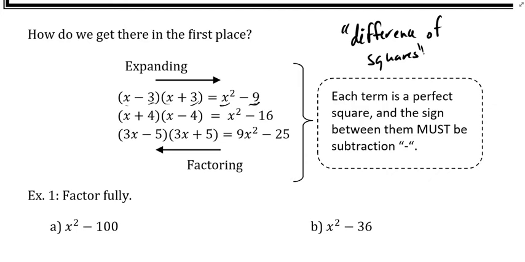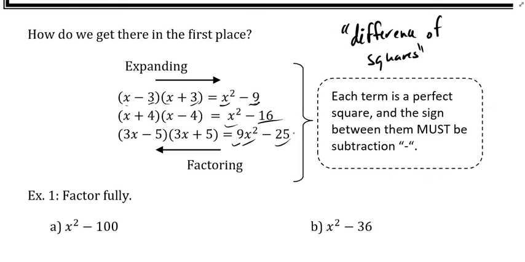And look at all of them. X squared is a perfect square, and 16 is a perfect square. What about this one? It's got a 9, that's a perfect square. It's got an x squared, that's a perfect square. And it's got a 25, that's a perfect square. So all the coefficients, all the variable parts, everything is a perfect square. And every one of them has 2 terms and there's a minus sign between them. That's what you look for when you do a difference of squares.